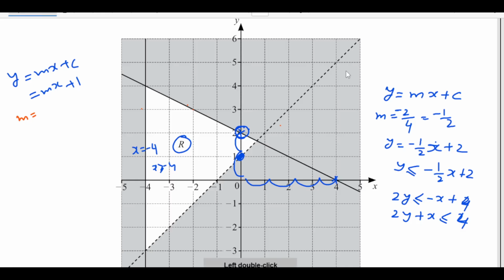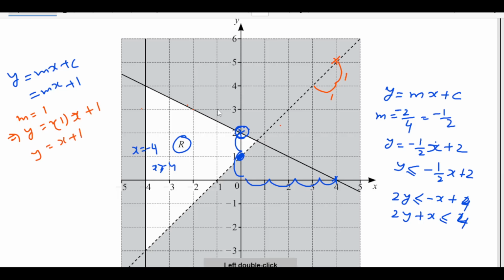If I take this point going down, y is 1 and across is 1. So the gradient is 1 over 1, that is 1. So the equation of the line, y equals m, which is now 1, x plus 1. So this is y equals x plus 1.